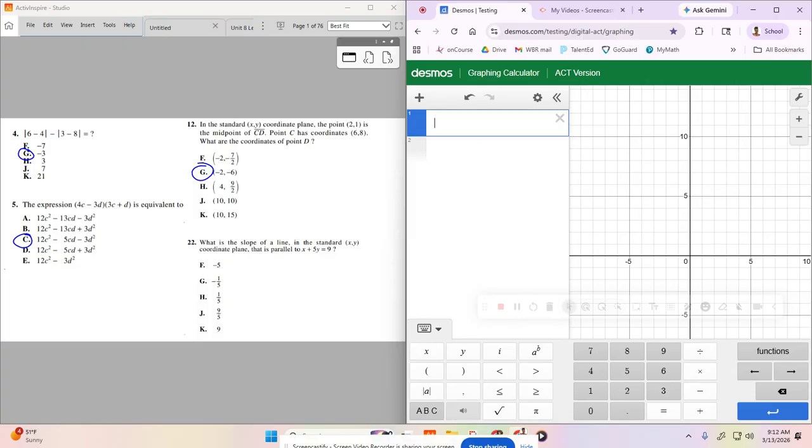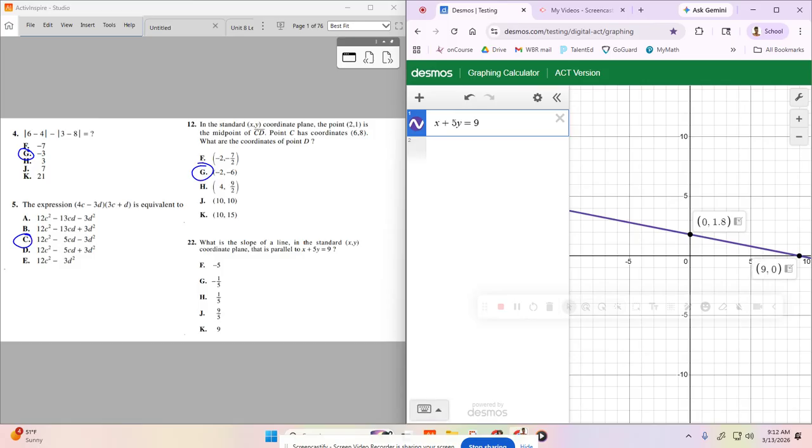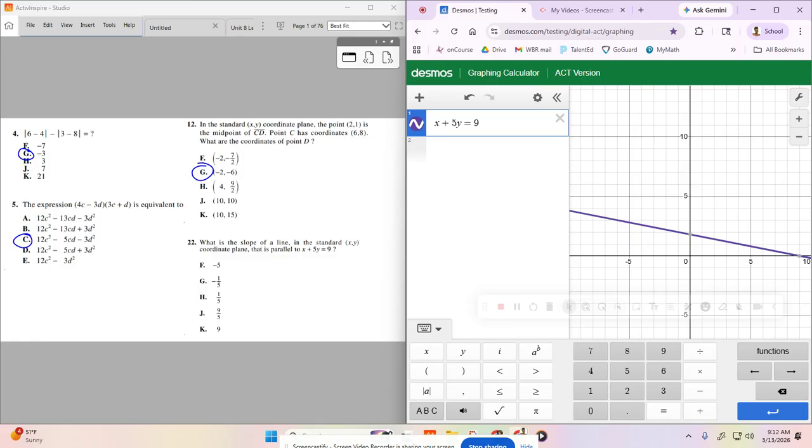Next one, what is the slope of the line in standard XY coordinate plane that is parallel to this equation? I'm going to graph that. X plus 5y equals 9. All right, so parallel lines have equivalent slopes. So what I'm going to do is do my rise over run with the points that I know are pretty points, meaning they are on the intersections of the grid lines.